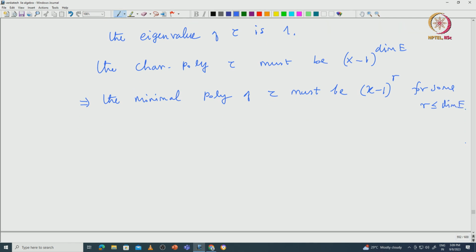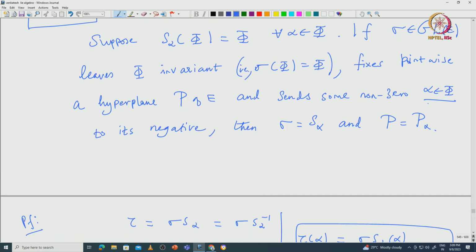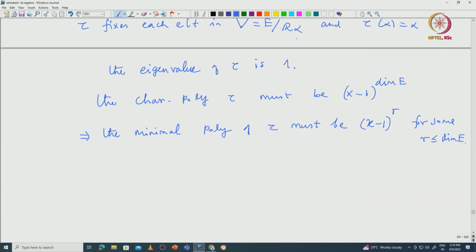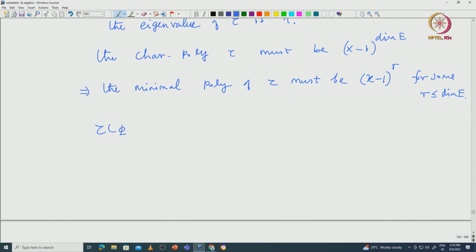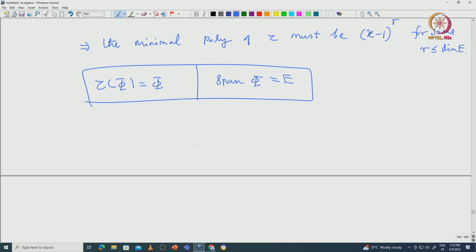Okay. So, on one hand we get this. On the other hand, we can see that this tau actually leaves phi invariant. But phi actually spans this capital E, okay, because sigma leaves phi invariant, S alpha also leaves phi invariant. So, that makes this tau leave this phi invariant, and span of this phi is actually capital E. So, these two things are given. So, from that we can again compute the action of tau, in particular the minimal polynomial of tau.